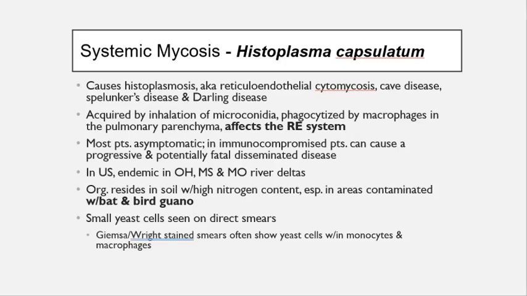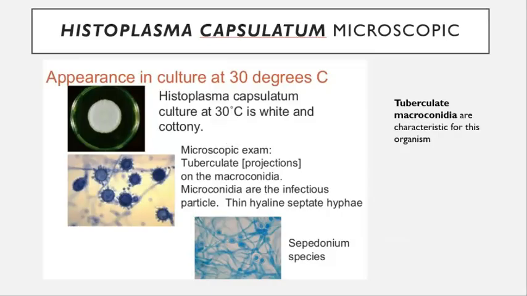You'll see small yeast cells in direct smears. A lot of times our stain smears will often show yeast with monocytes and macrophages. Here are some images of histoplasma. The first one is an image of histoplasma on a culture plate at 30 degrees Celsius. It's a white cottony colony. The second image is of the organism at the tissue phase. And the last one at the bottom is histoplasma in the mold phase.